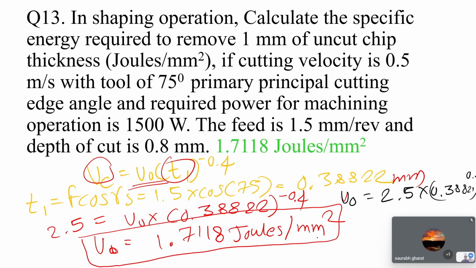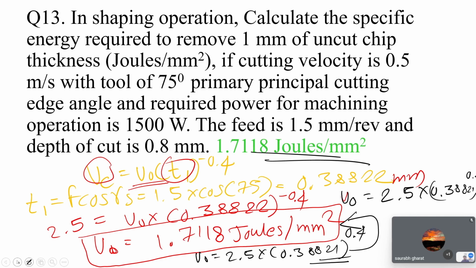This minus sign will go off. Okay, so just write here, this is because there is no space, into 0.38821 0.4. Okay, this is what you calculate, and these calculations will lead to this answer, which is the correct answer. Okay, we go for the next problem now.